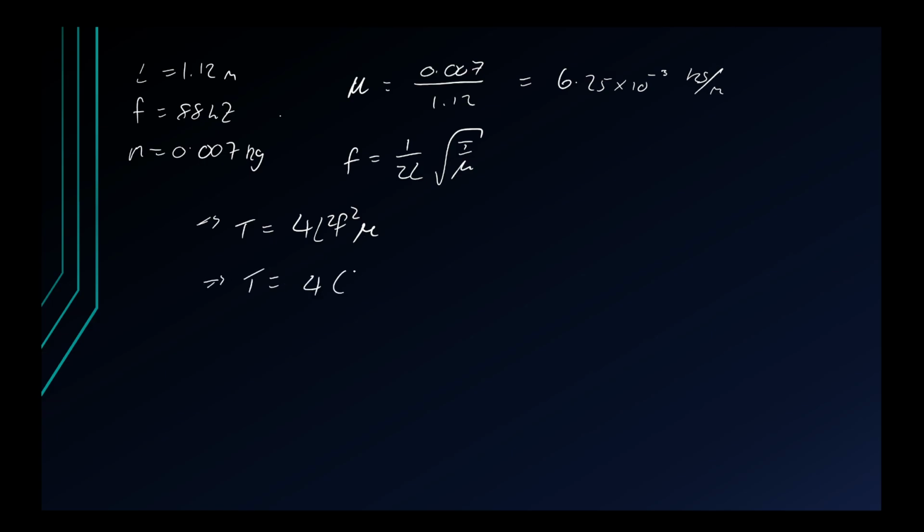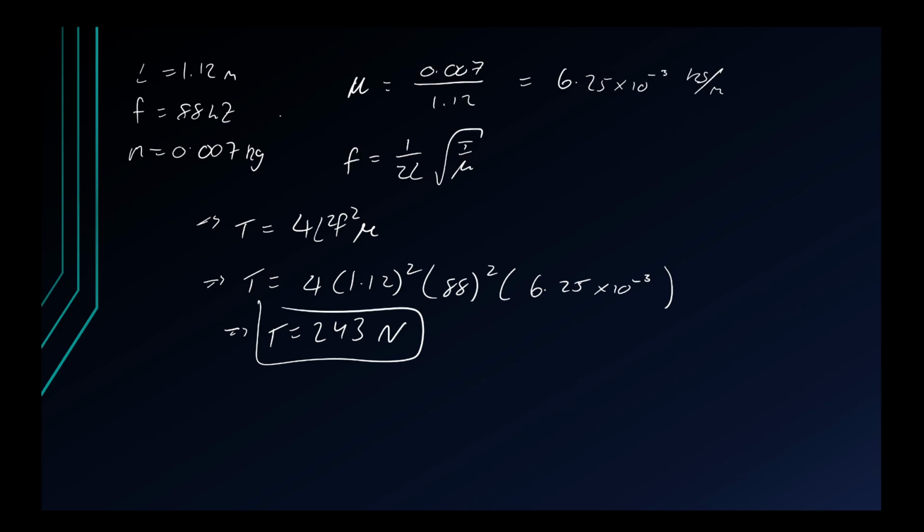So you should get that T is 4L squared F squared mu. So T is going to be 4 times 1.12 squared times 88 squared times 6.25 times 10 to the minus 3. And that gets us 243 newtons. And that is the tension in the string when it is vibrating at its fundamental frequency.